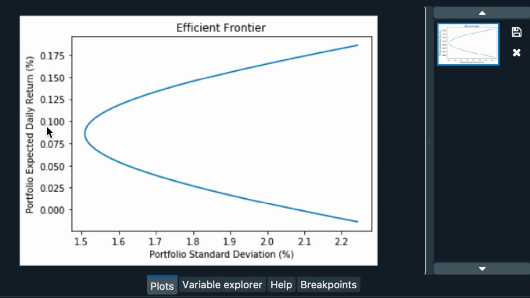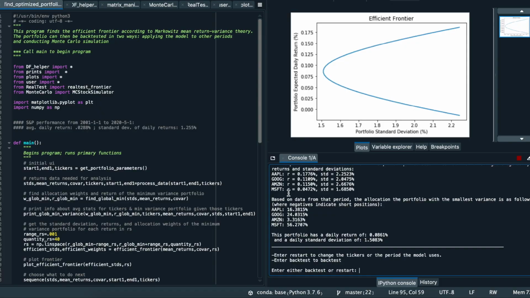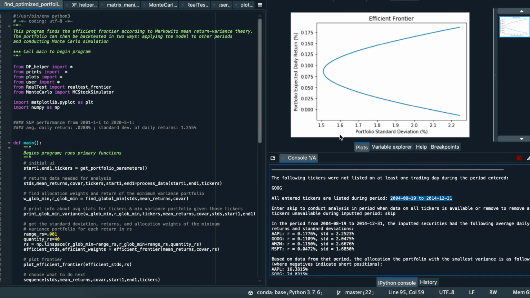So for any given return, it'll plot a point at the smallest possible standard deviation given that return. So let's say you're an investor that wants an expected daily return of 0.1%. The smallest standard deviation you can hope for, given the securities that we entered and that period of time, is about 1.55%. And just to remind you, roughly 2/3 of data points occur within one standard deviation. So 2/3 of the time, if you wanted an expected daily return of 0.1%, you'd be getting a return between negative 1.45% and 1.65%.